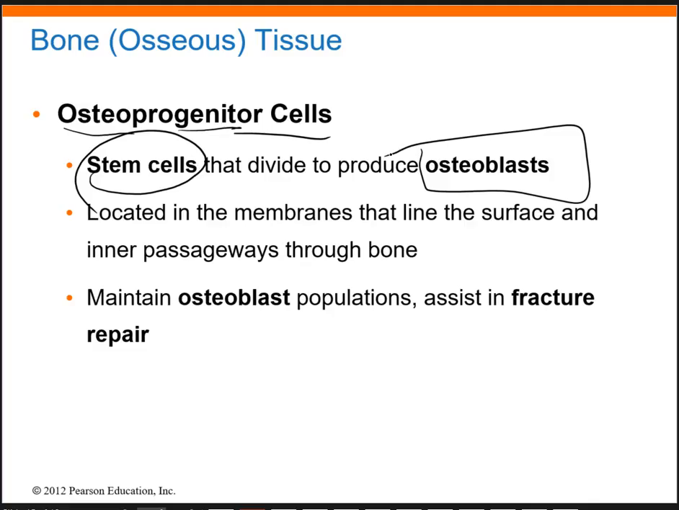Osteoprogenitor cells, we said, are located at the surfaces, so they're in the membranes that line both the outer surface and the inner passageways through the bone. So the progenitor cells are in the periosteum and in the endosteum.